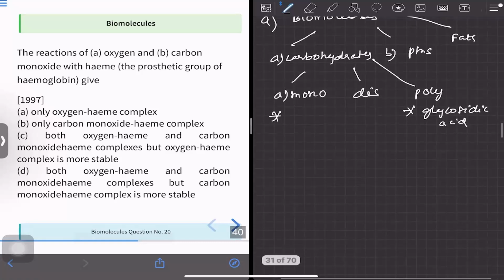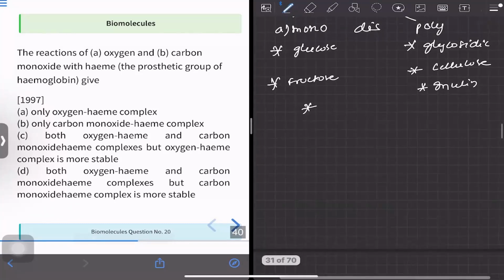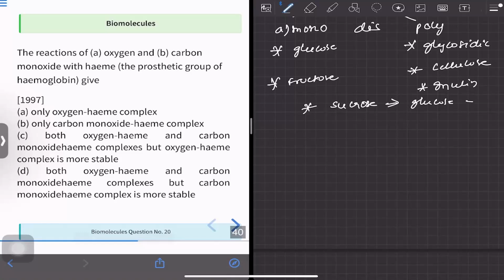For example, glucose is a monosaccharide. When glucose units are linked together with the help of glycosidic bonds, they form a polysaccharide, which is cellulose. And fructose is a monosaccharide. The polysaccharide of fructose is inulin. When glucose and fructose are linked together with the help of a glycosidic bond, it forms a disaccharide, which is sucrose. Sucrose is a disaccharide formed from glucose and fructose.